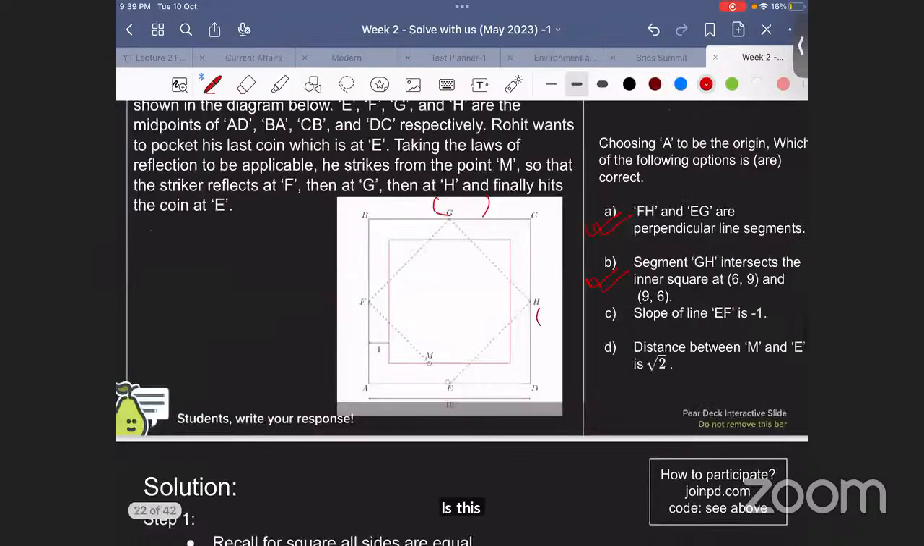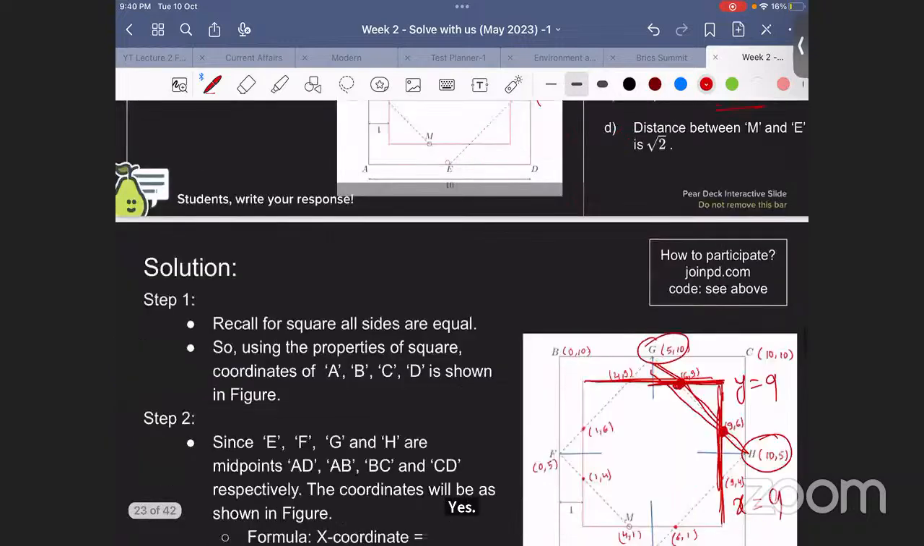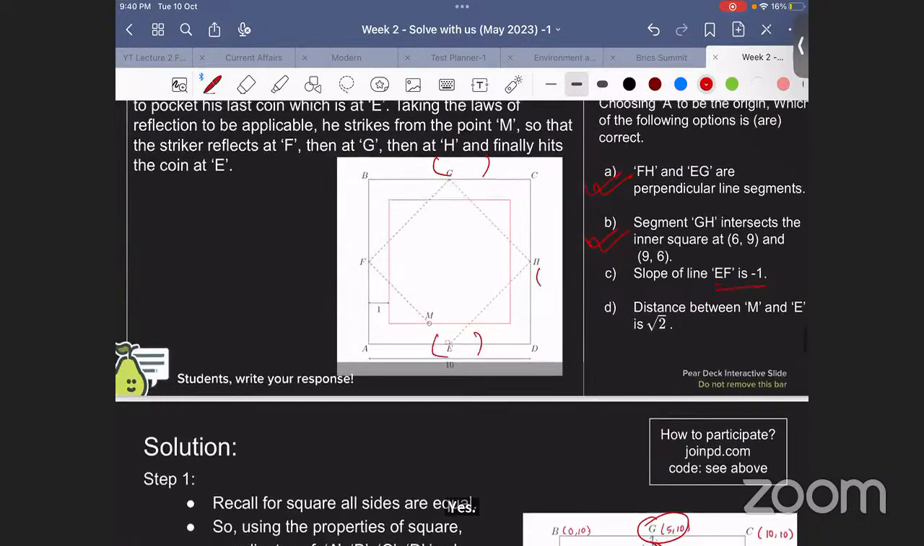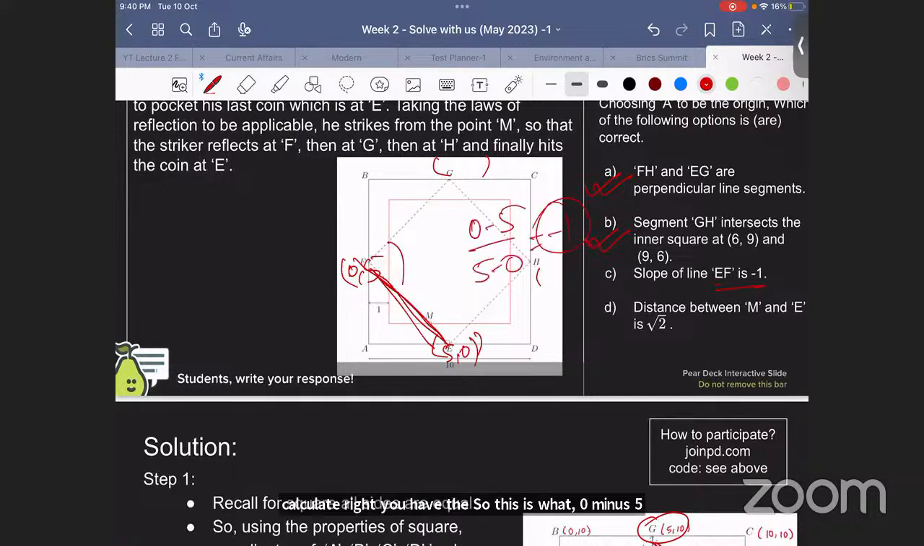The slope of EF you can also calculate, right? You have the data point E. What is E? 5,0. Similarly, you have this point, 0,5. So the equation of this line you can also calculate. The slope is 0 minus 5 over 5 minus 0, which is minus 1. So this is also correct. And now you can calculate the distance between M and E. Similarly, you can calculate where M is.